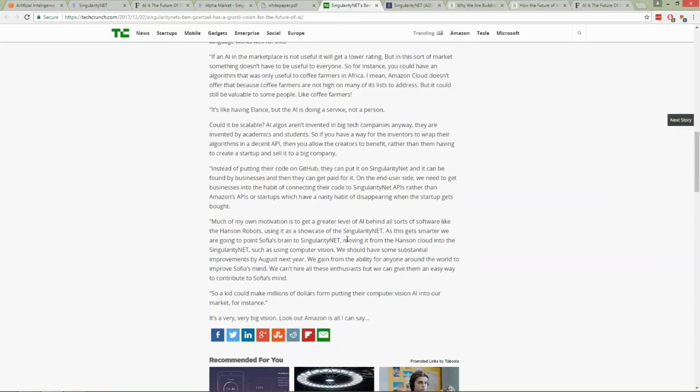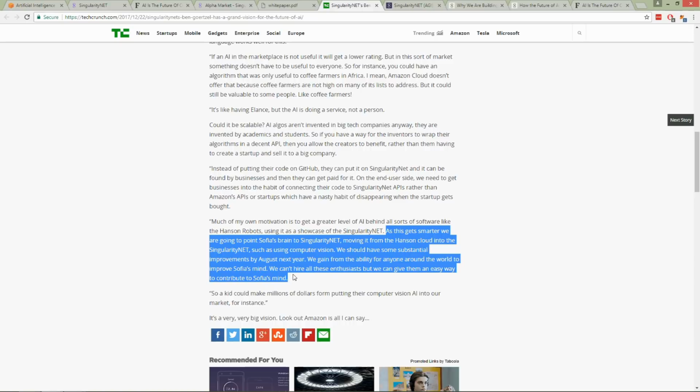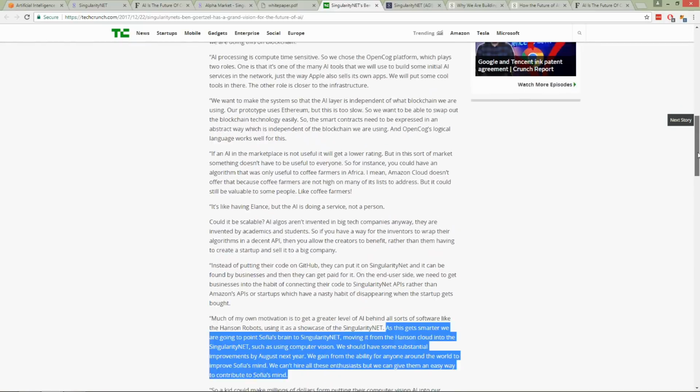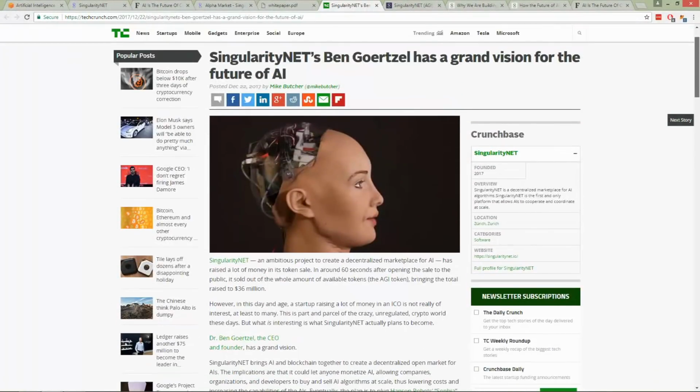So again, he's talking here about moving the brain of Sophia the robot to the SingularityNet marketplace and network. And he talks about having some substantial improvements and progress towards that by August. So we could see this move along quite quickly. I think that the future is definitely AI and machine learning. And so if they can pull off the vision of this marketplace and this network that they have, we could potentially see this grow by quite a bit.